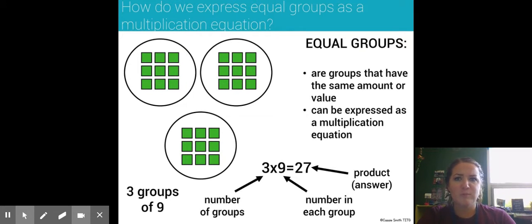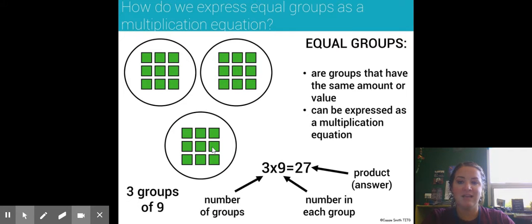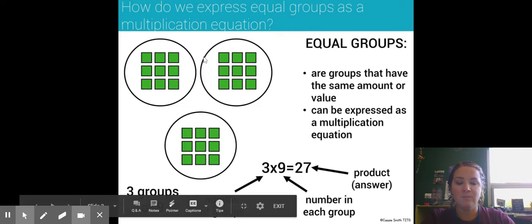How do we express equal groups as a multiplication equation? Remember that all we have to do is count to see how many groups we have. That's your first factor. So here we have 1, 2, 3 groups of 9 because there are 9 in each group. Remember, these are factors and our answer is called a product. We can find that answer by doing repeated addition. So we could add 9 plus 9 plus 9. We could also count to see how many pieces are in all, or we could draw an array.